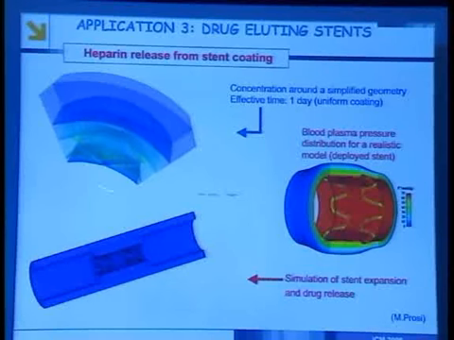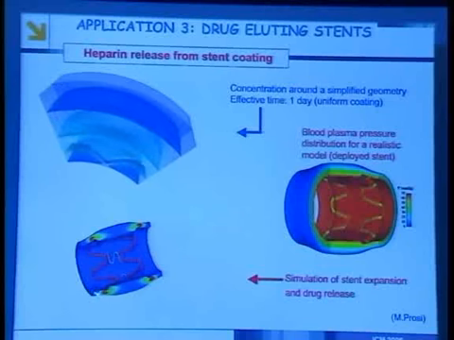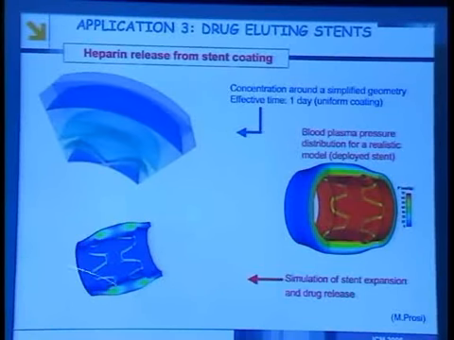This is a numerical simulation. This is a drug release of heparin from our stent, and this is the blood plasma pressure for a realistic model. This is a simplified model. This is a realistic model, and this is the way the stent expands and the drug is released. So a critical clinical problem here is that in modern stents, the drug is released too quickly. In 1 day, about 24 hours, and that's too quick with respect to the critical time of proliferation of the endothelial cells. So the challenge today is to produce coatings that allow this release in a much smoother, slower way.